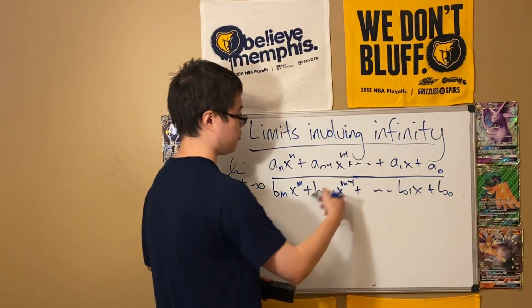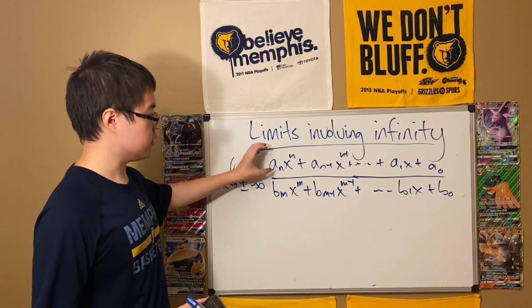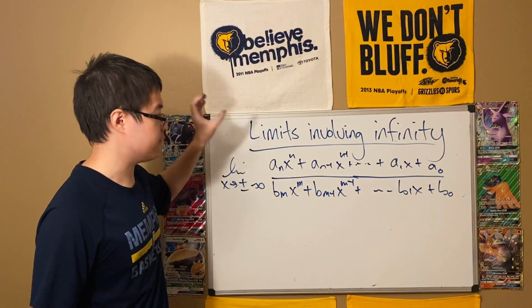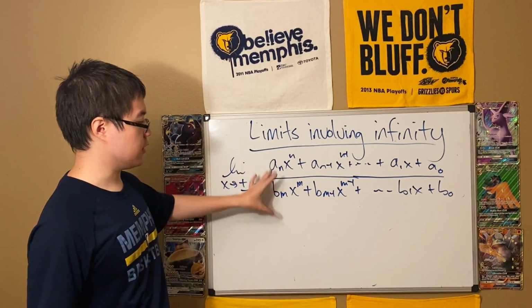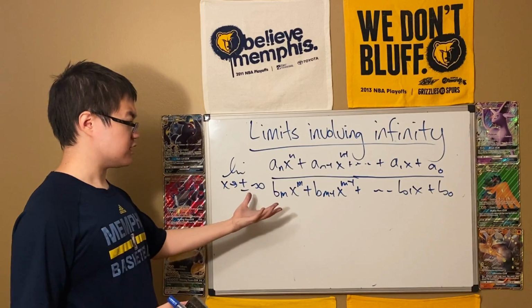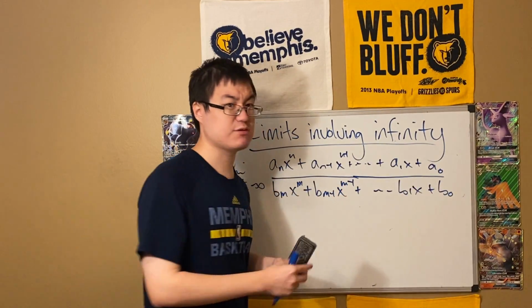We're going to ignore all of this stuff, and we're only going to look at the leading exponents, the coefficients of the leading exponents of the numerator and the denominator, and compare them. Infinity is so weird, but they're so much bigger when you plug in infinity that you can basically ignore all of this. And this is what we're going to do.